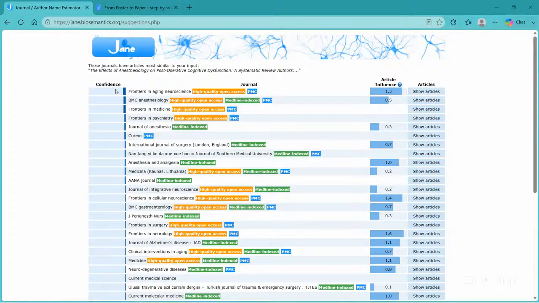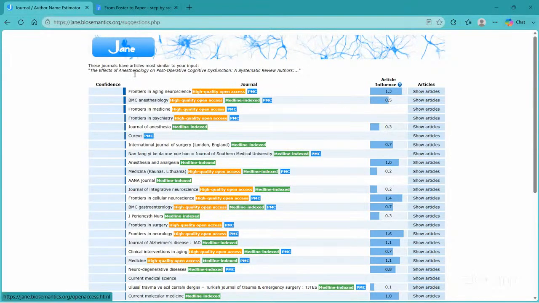So the higher the confidence, the more similar articles in this specific journal are to the one that you are trying to publish, let's say. And then you have the article influence, and this measures how often the articles in this journal are cited within the first 5 years after they have been published. So it basically shows you how popular or how good some of the articles in this journal are and the weight that they have when it comes to citation.